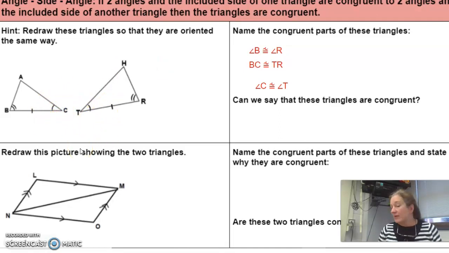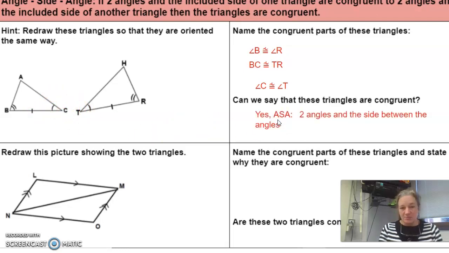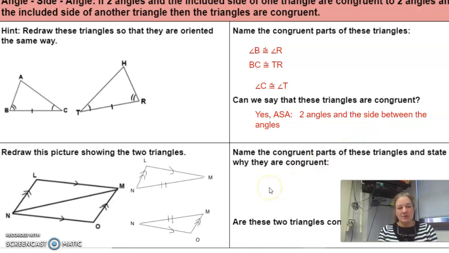At this point, you cannot say HR is congruent to AB. You cannot say AC is congruent to TH. You cannot say angle A equals angle H. Do not do that, because we haven't proven it yet. I look at this and see B is an angle, BC is a side, and C is an angle. So that's angle, side, angle. Because I have 2 angles and the side between the angles congruent, the 2 triangles are congruent.